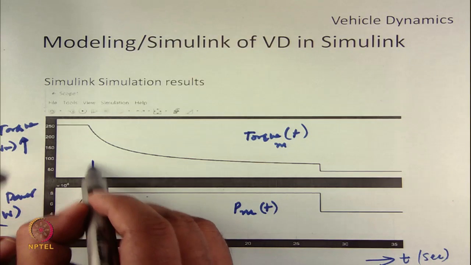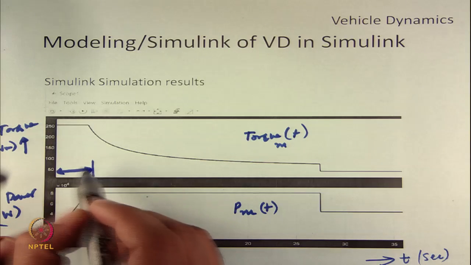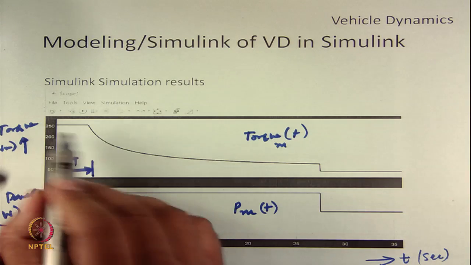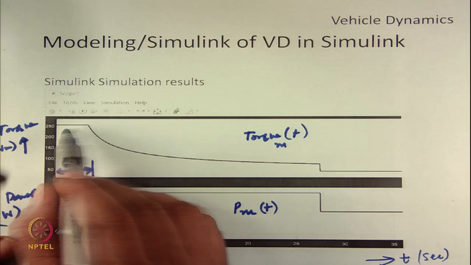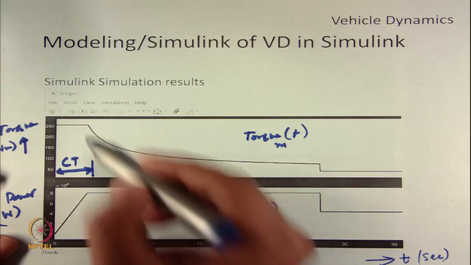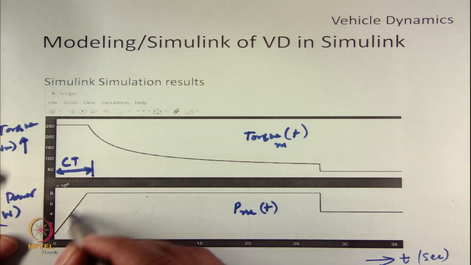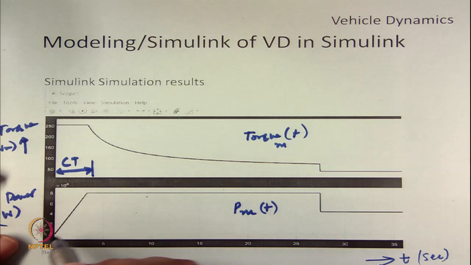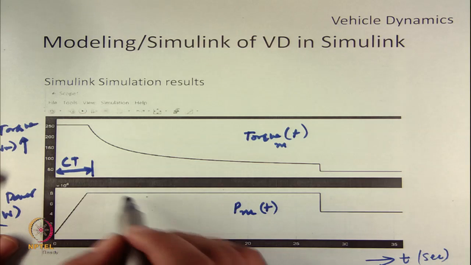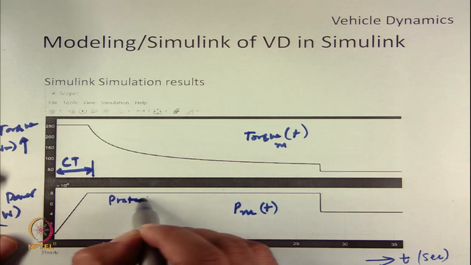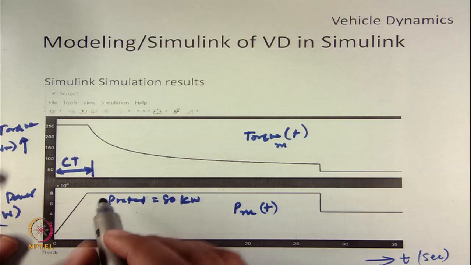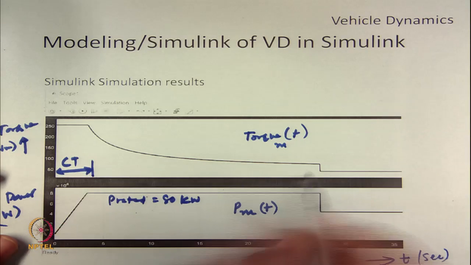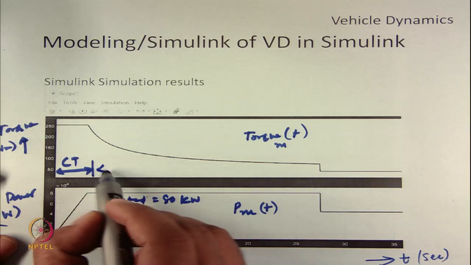So, this region is constant torque region. Here the torque is constant, equal to T rated, 250 Newton meter. In the constant torque region we know that the power increases linearly from 0 kilowatt to 80 kilowatt. So, this is P rated equal to 80 kilowatt. You can see 8 into 10⁴. So, this system has a pretty wide constant power region.